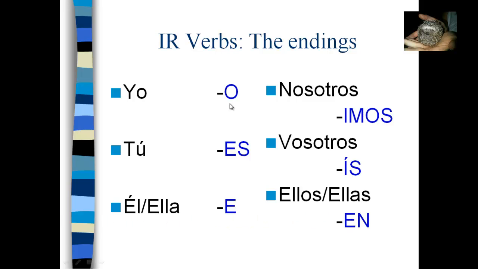Now you'll notice with o, es, e, imos, ís, en, that for o, es, e and en, those are exactly the same as the ER verbs, the ER verbs in the example we looked at with comer. So they're exactly the same. The only difference with IR and ER verbs is in the nosotros and the vosotros form, the we form, the you plural form, when it's not emos but imos, and it's not éis but ís.